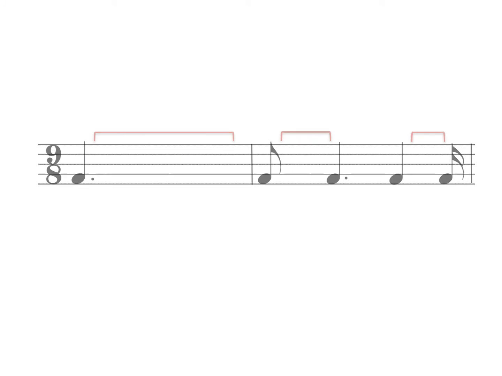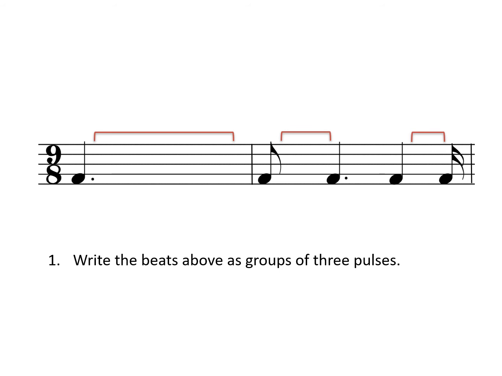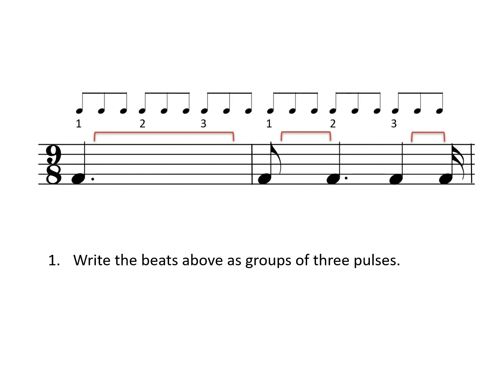Let's do an example. Start by writing the groups of 3 pulses above. For this example, we will write groups of 3 eighth notes. Just a caution here not to skip this step, since you are much less likely to make errors when you have this visual.